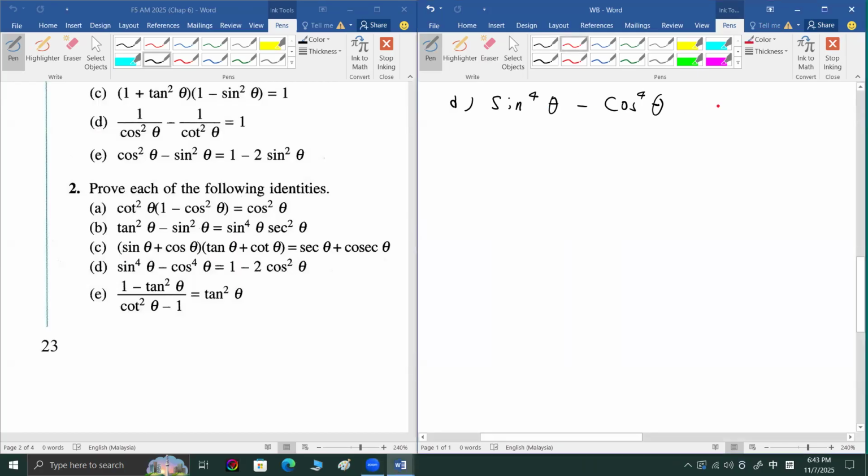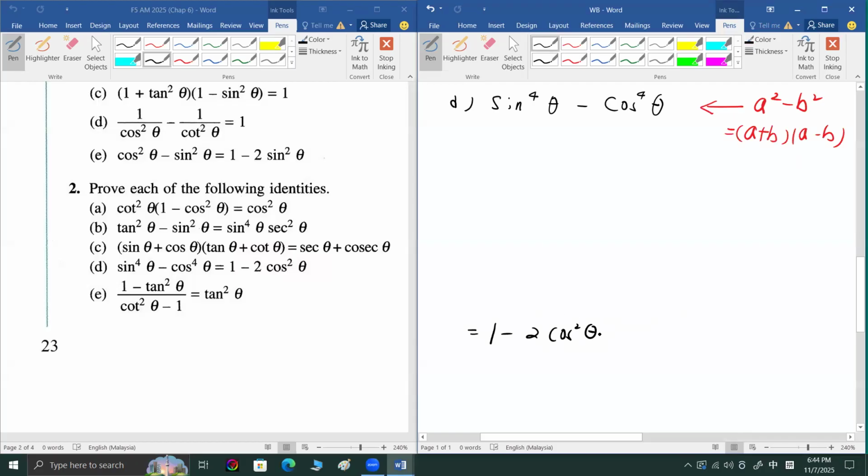Okay, when you see this type of question, I hope you still remember a square minus b square, remember? Two terms, the center with the minus, both are perfect squares, remember? So you apply a plus b, a minus b. Okay? So before I continue, let me see. The answer is 1 minus 2 cos square theta.